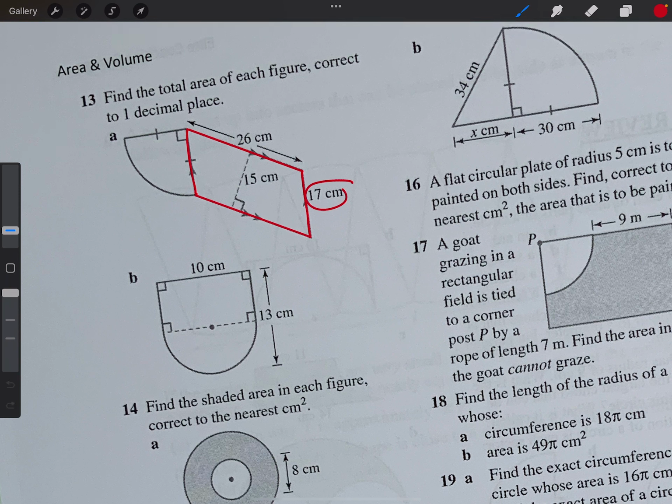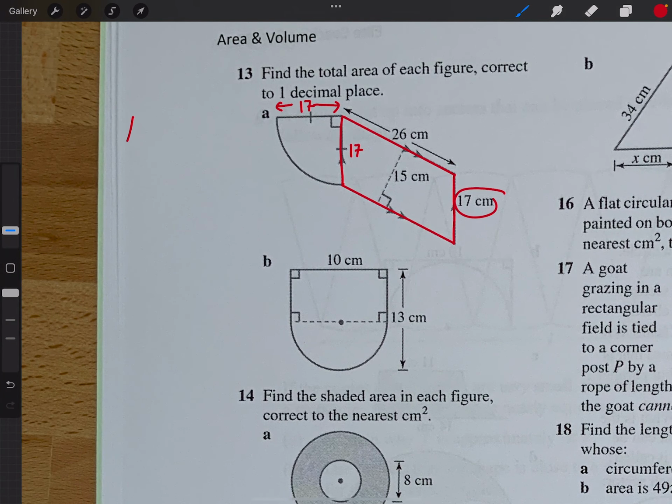So if this is 17, this must also be 17, and this is 17. So the radius of this quarter circle is 17 centimeters. So to find the area of this quarter circle, we just do pi times radius squared divided by 4. And that's going to be pi times, what's the radius? 17 squared divided by 4.